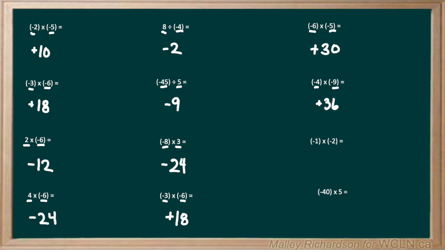Now we have negative 1 times negative 2. The 1 and the 2 are both negative, so we'll end with a positive answer. And 1 times 2 is just 2, so we have positive 2.